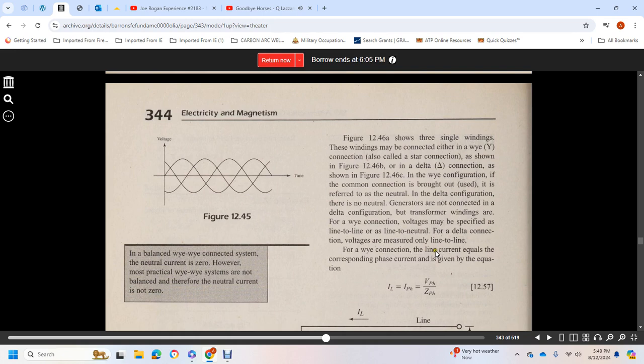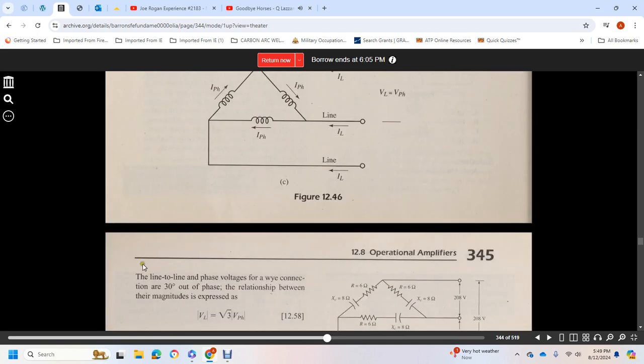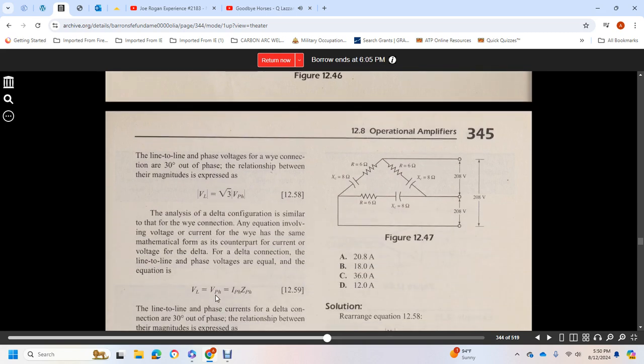For the Y connection, the line current equals the corresponding phase current, given in the equation: the line current equals the phase voltage over the phase impedance. The line-to-line voltage in a Y connection is 30 degrees out of phase with the phase voltage. The magnitude of the line voltage is equal to the square root of 3 times the phase voltage magnitude.